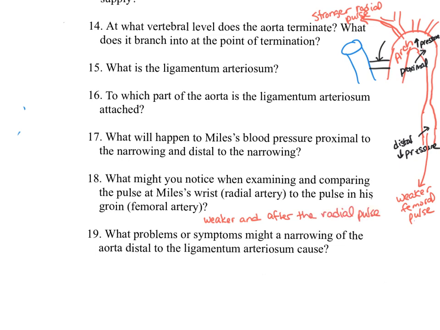Number 19. What problems or symptoms might a narrowing of the aorta distal to the ligamentum arteriosum cause? Well, the narrowing could reduce blood flow to structures supplied by the descending thoracic aorta and by the abdominal aorta. Miles may have a reduced blood supply to his body wall, to his GI tract, and to his lower limbs. This could lead to cold skin, limb pain on exercise, and problems associated with blood flow to the GI tract.